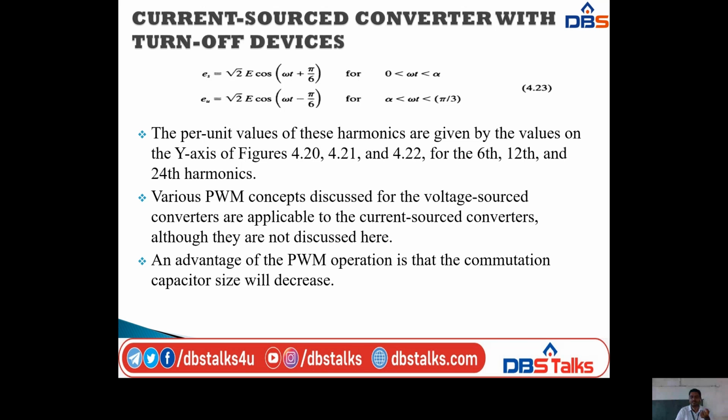So here various PWM concepts, that is pulse width modulation concepts discussed for the voltage source converters, are applicable to the current source converters also. At that time I discussed a PWM concept for the voltage converters. This is applicable to current source converters also. So an advantage of the PWM operation is that the commutation capacitor will decrease.